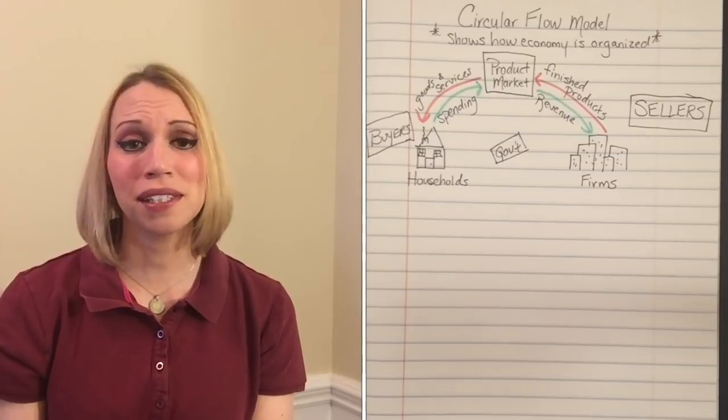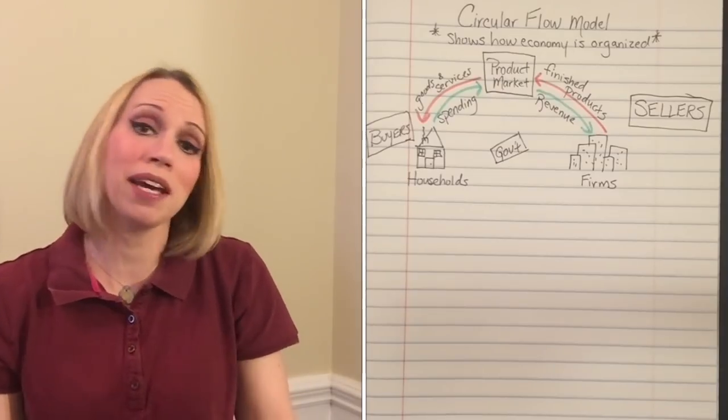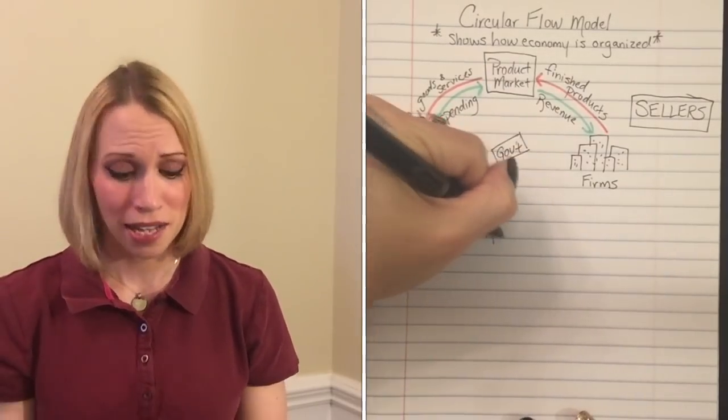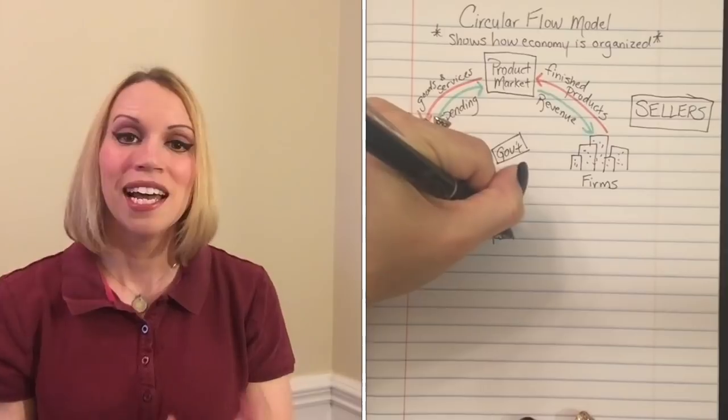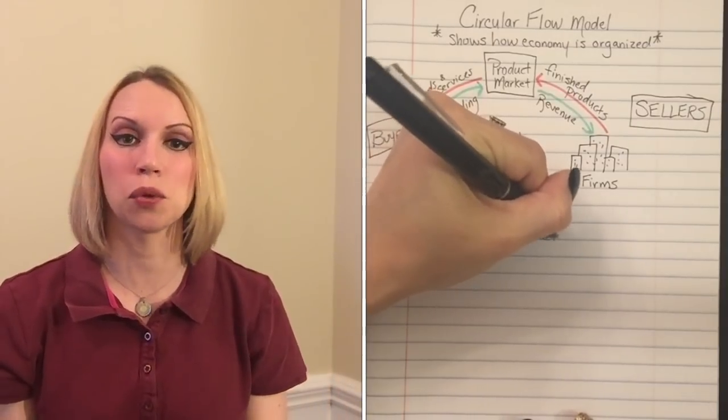Now, since businesses are making these finished products, they need resources. I mean, they can't make products out of nothing. They can't make goods and services out of thin air. They need workers. They need tools. And so the second market is the resource market.